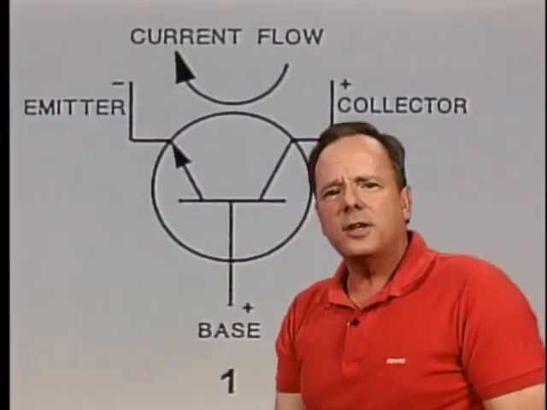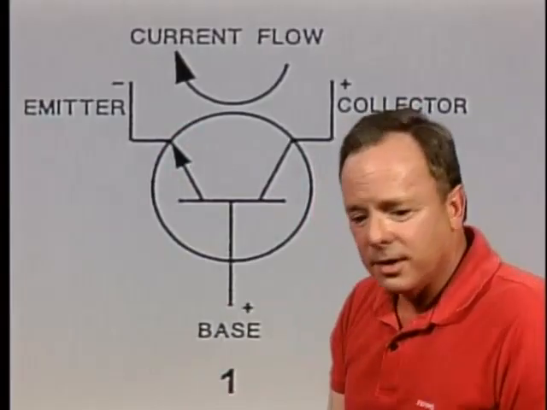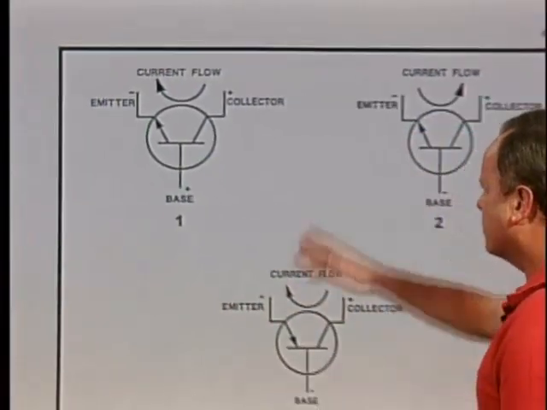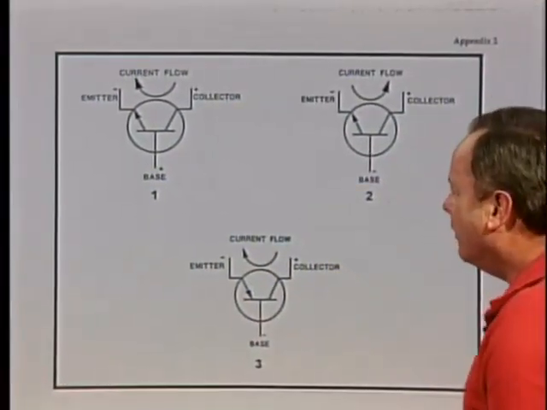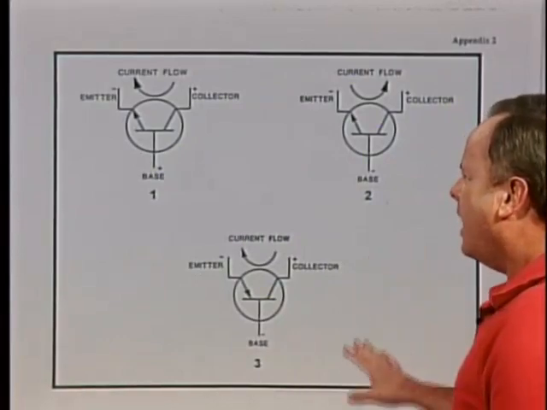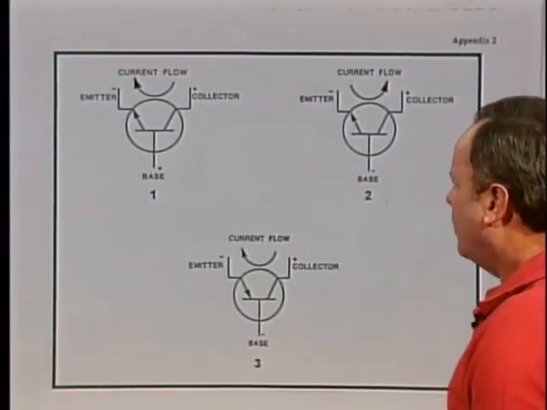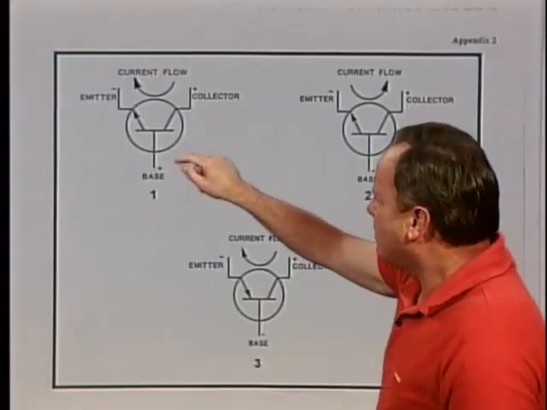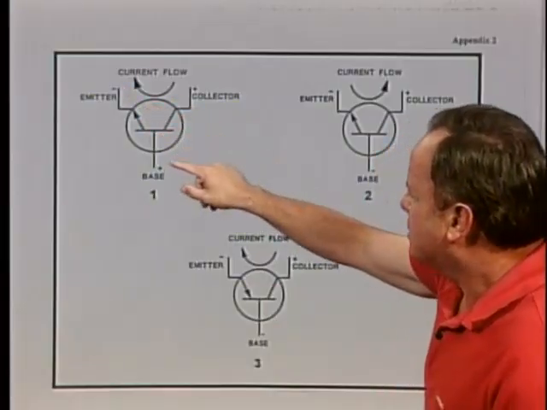charges from each other. Now let's take a look at the question they're going to ask you about this on the test. They're going to show you these three and say which one of these has current flow, and is a properly set up transistor for current flow. And we've already said it's number one because the emitter and the base are opposite each other.